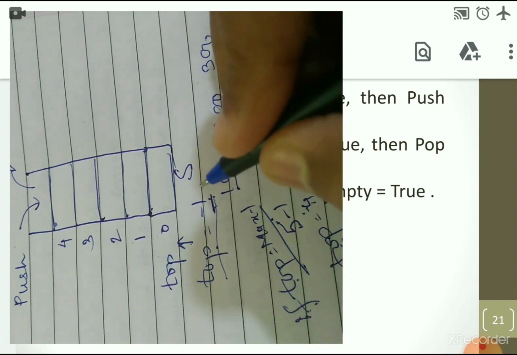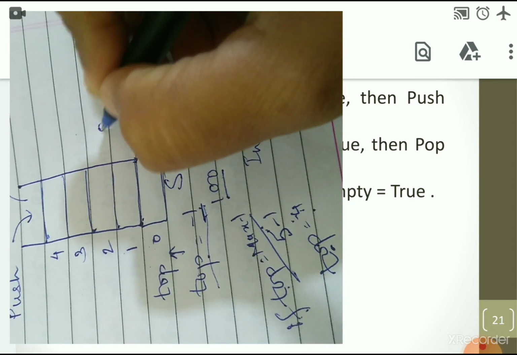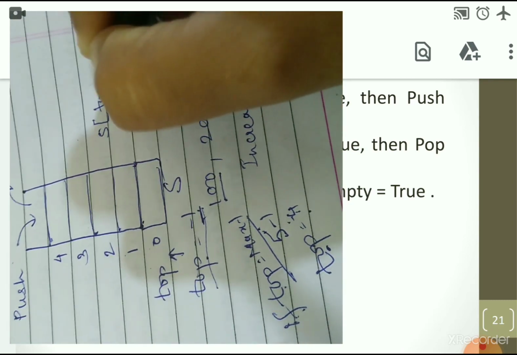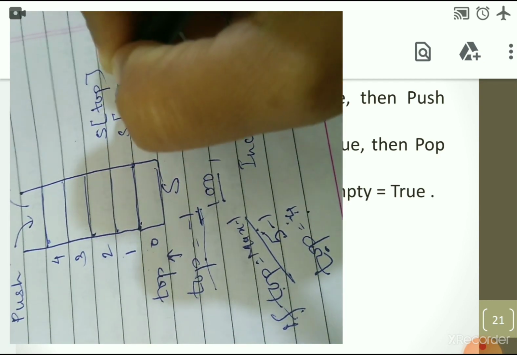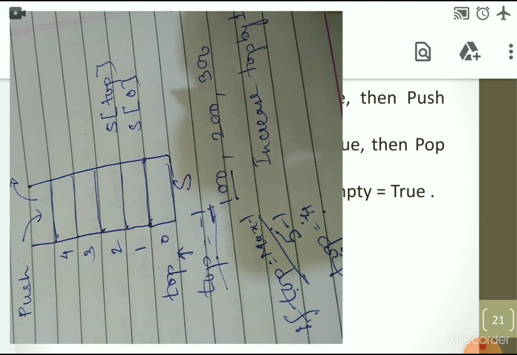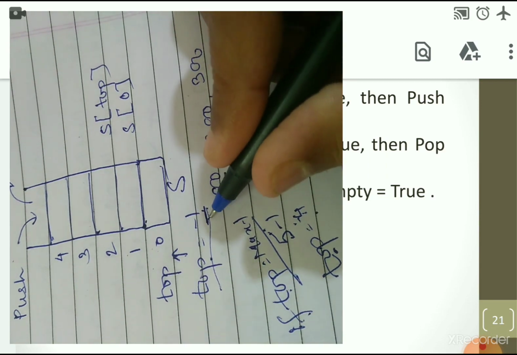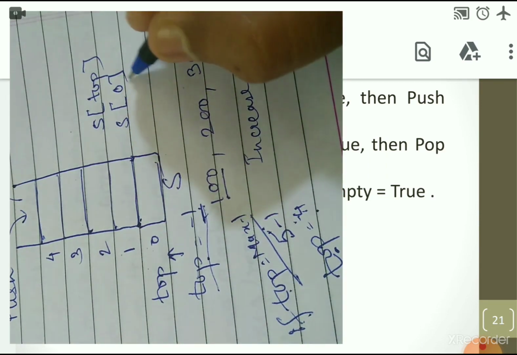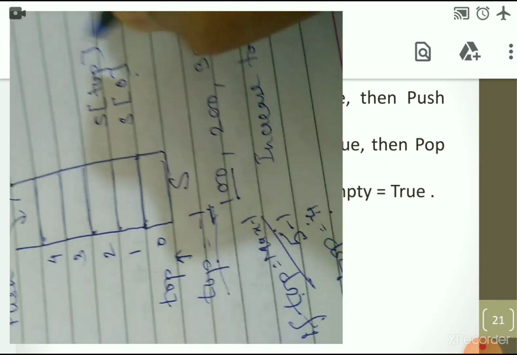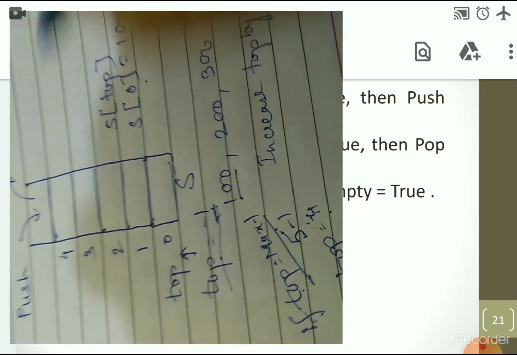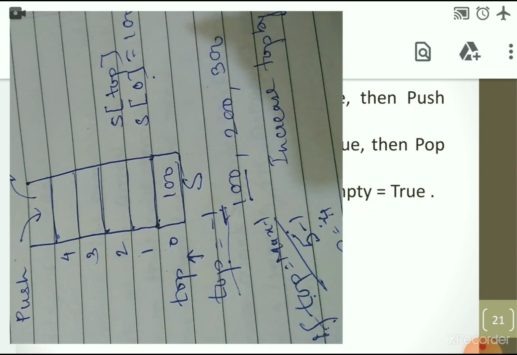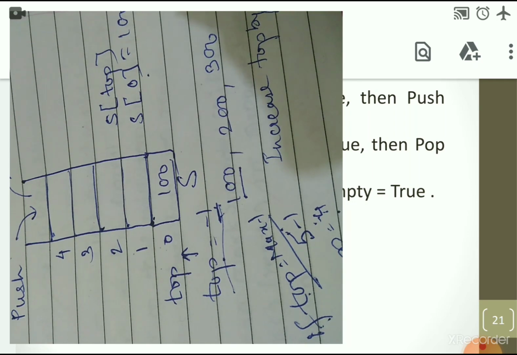And at that new position, that is at S of top. What is top now? Top is 0. We have incremented the value by 1, so -1 plus 1 is equal to 0. So S of 0 is equal to 100 now. So 100 will be placed at the first position, the 0th position. Okay.